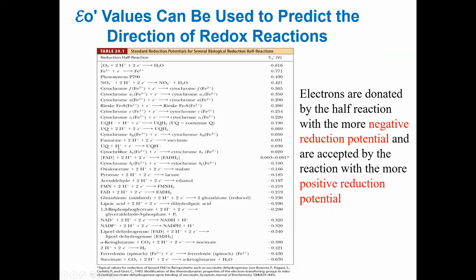Similarly, I'm just trying to see the pyruvate to lactate, fumarate to succinate half reaction, as written as a reduction. You see, all reactions are written as a reduction reaction, right? Reduction half reaction. So that's why this is all standard reduction potential you are seeing.